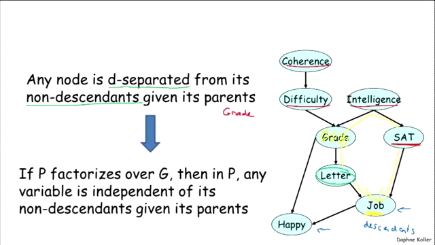So that tells us, by the theorem that we proved on the previous slide, that if P factorizes over G, then we know that any variable is independent of its non-descendants given its parents.